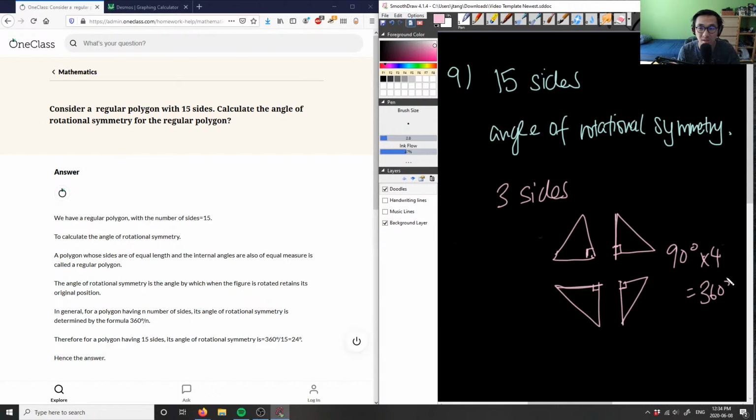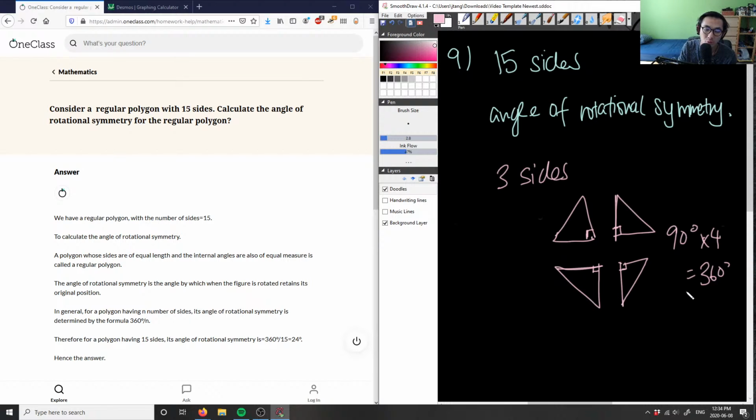And this here is very key to how we rotate these specific angles. So we have 360 degrees, and we can find the angle of rotational symmetry, where the shape when rotated retains its original position. So for a triangle, we have 360 degrees divided by the number of sides, which is 3, and this will give me 120 degrees. So that's the angle of rotational symmetry for a triangle.